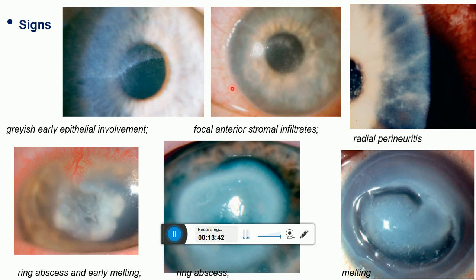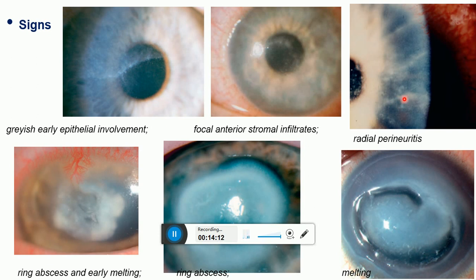Limbitis with diffuse or focal anterior stromal opacities. Characteristic perineural infiltrates, radial keratoneuritis, are seen during the first few weeks. They are virtually pathognomonic.